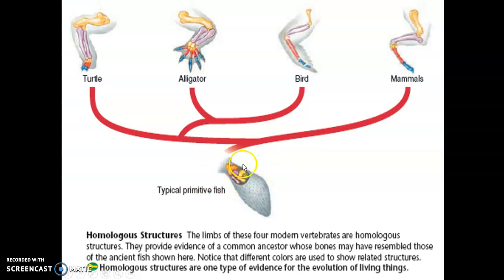So, for example, we'll take a look at this. They say this is the homologous structure. We all came from some similar organism. You can see the colored bones, and it shows you over time how they've gotten longer. But you can still see that they're very similar, even though they all use these for different things: walking, flying, swimming, but they're all very similar structures. So the limbs of these four modern vertebrates are homologous structures. They provide evidence of a common ancestor whose bones may have resembled those of the ancient fish shown here. Notice that different colors are used to show related structures.